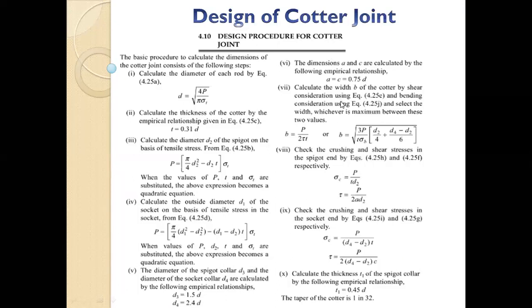Okay. Now A and C, again we will not be calculating them, we will use an empirical relation. It is 0.75, 3/4 of your diameter. Whatever diameter you got for the rod, 3/4 or 0.75 of that is your A or C. Okay. Now we know A and C. The important thing remaining is B.